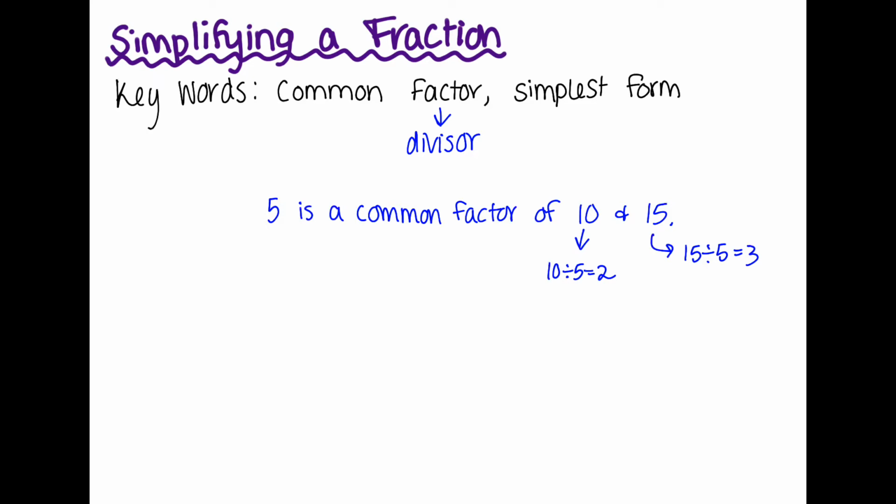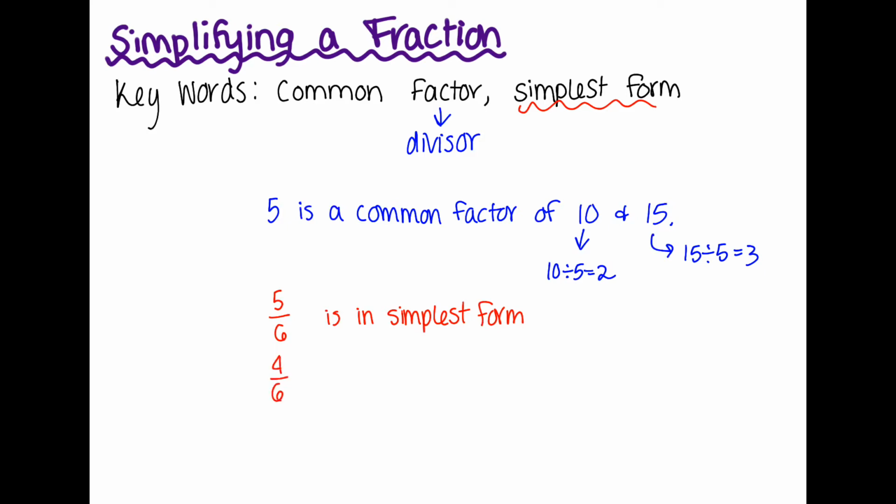The other idea we have here is simplest form. Simplest form is going to be when the numerator and denominator of a fraction have only 1 as a common factor. So for instance, 5 over 6 is in simplest form because the only common divisor they have, the only common factor they have, is 1. That's the only number that will nicely divide 5 and nicely divide 6.